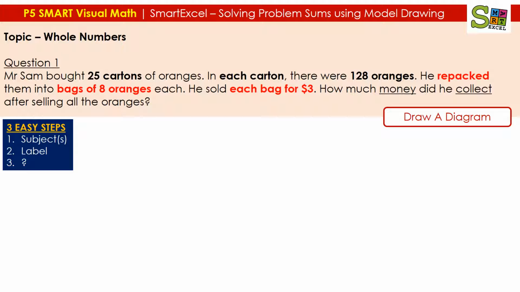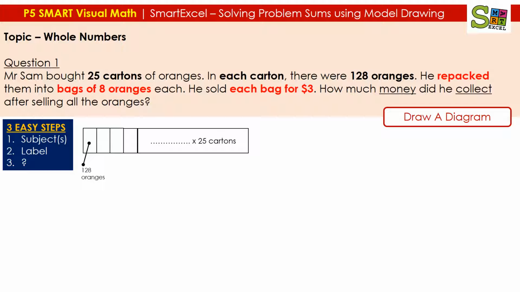Alright. So from here we can know that they talk about oranges, just purely oranges. So that's one model. Alright, so we have a couple of small boxes that you can see, and we have one long one, and because it's 25 cartons, it's too many of the small box that we need to draw. So we had the dot dot dot and multiply by 25 cartons. Alright, that's to resemble the 25 cartons.